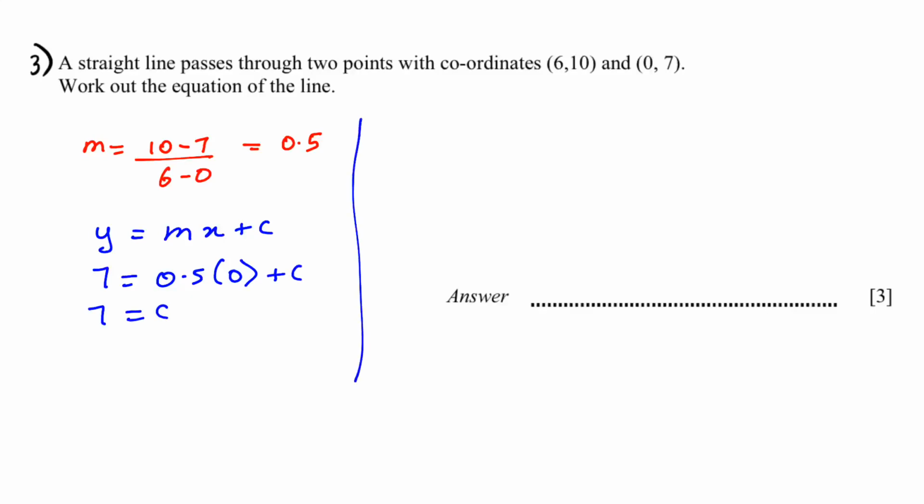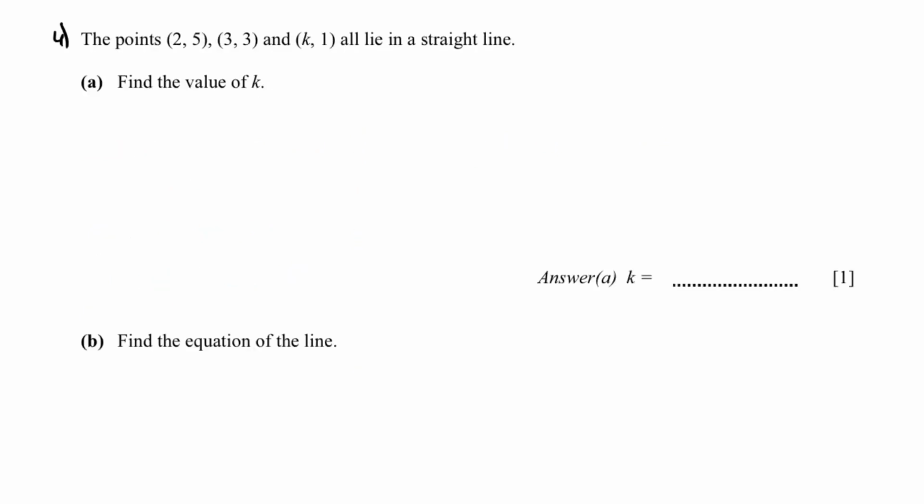What will our equation be? Y is equal to 0.5x plus 7. I hope it's becoming a little bit easier now. Next question. The points 2, 5, 3, 3 and K, L all lie in a straight line. Find the value of K.